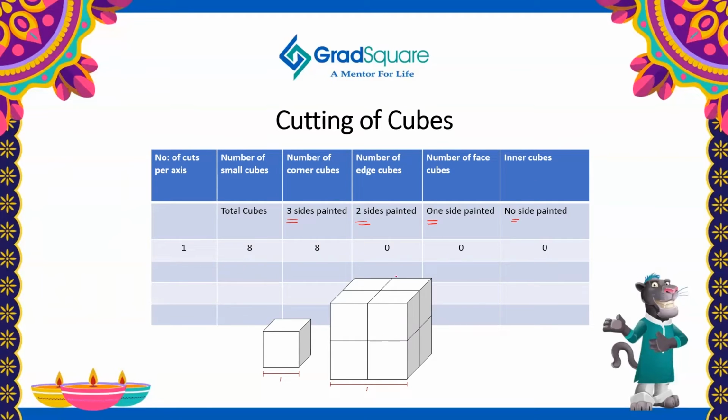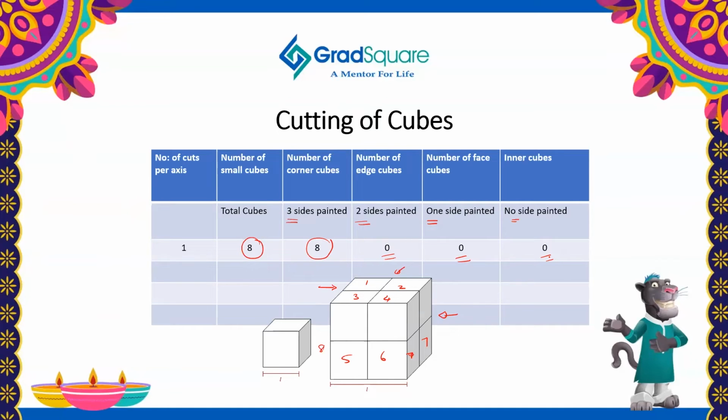So now if I look at a cube like this and cut it one time from each of the axes, you will land up with 8 cubes. So total number of cubes will be 8. And because the corners are 8, all those will be 3-side painted cubes, which means there'll be no 2-side painted, no 1-side painted, and no cube which is an inner cube.